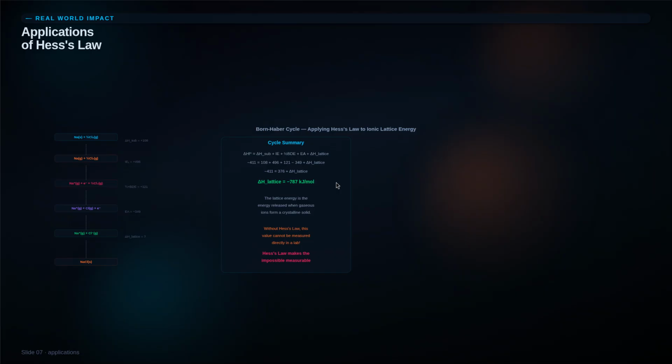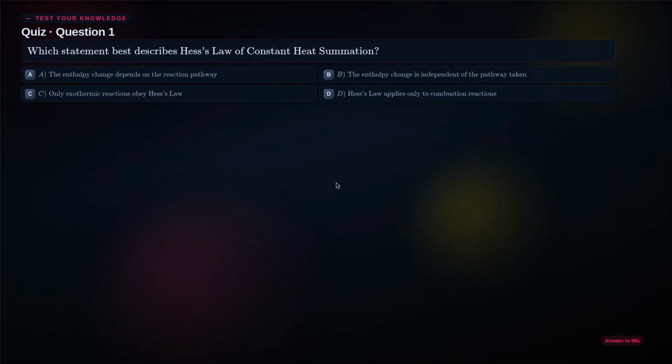Lattice energy, the energy released when gaseous ions form an ionic solid, cannot be measured directly, but the Born-Haber cycle calculates it using ionization energies, electron affinities, sublimation energies, and bond dissociation energies. Reaction enthalpies for complex organic reactions, biochemical pathways, and industrial processes are routinely calculated from tabulated ΔHf° data. This principle is essential in drug design, materials science, and environmental chemistry.